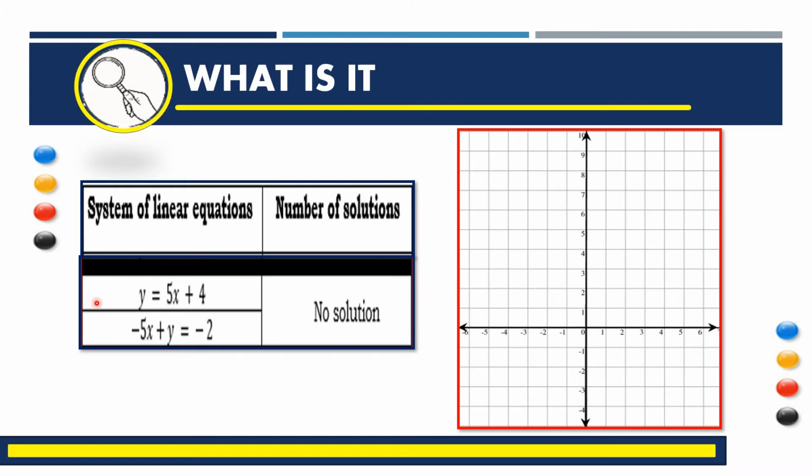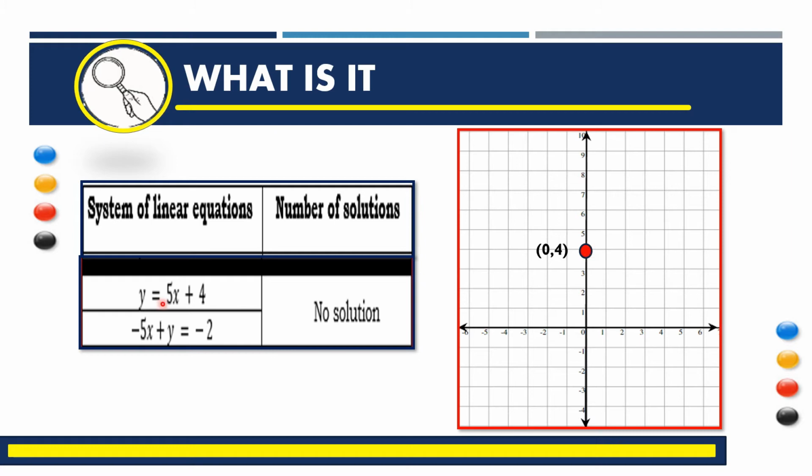Now, let's have the second pair of the system of linear equations. y is equal to 5x plus 4 and negative 5x plus y is equal to negative 2. It states here that it has no solution. So let's check if it really has no solution. Let's have the first equation, y is equal to 5x plus 4. And we know that the slope is positive 5 and the y-intercept is positive 4. The coordinate of the y-intercept is 0, 4. And here we're going to plot 0, 4 on the Cartesian plane.